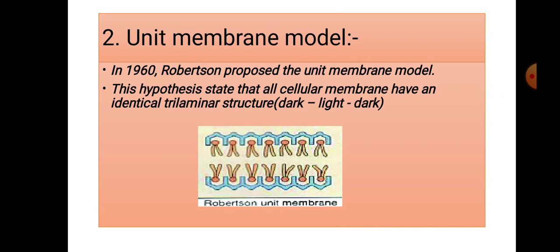Unit membrane model. In 1960, Robertson proposed the unit membrane model. This hypothesis states that all cellular membranes have an identical trilaminar structure: dark, light, dark.